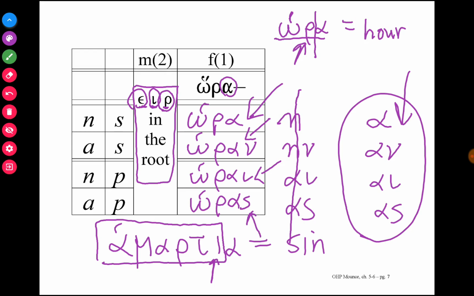So let's say this. Hora, horon, horai, horos. Again, hora, horon, horai, horos. Very good.